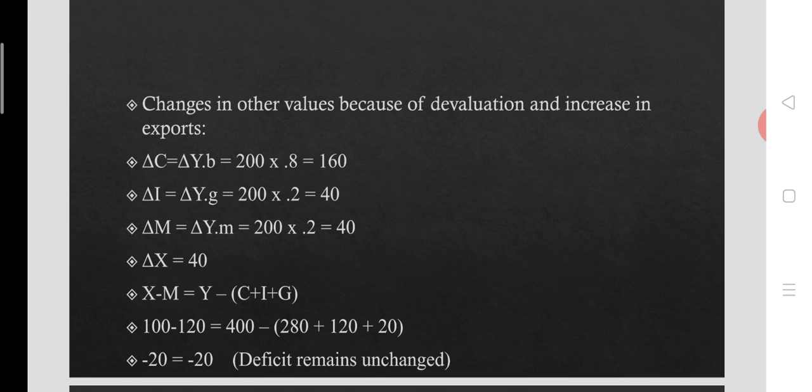There is no change in the deficit even after devaluation. Although export has increased, the change in export also leads to a change in income, change in consumption and change in investment. So due to that effect, ultimately the trade balance of the country remains unaffected if the value of the marginal propensity to absorb E is equal to 1. So this is the first general rule of the absorption approach.